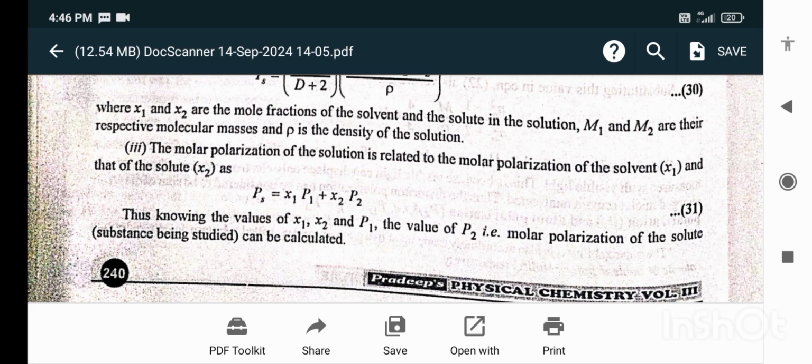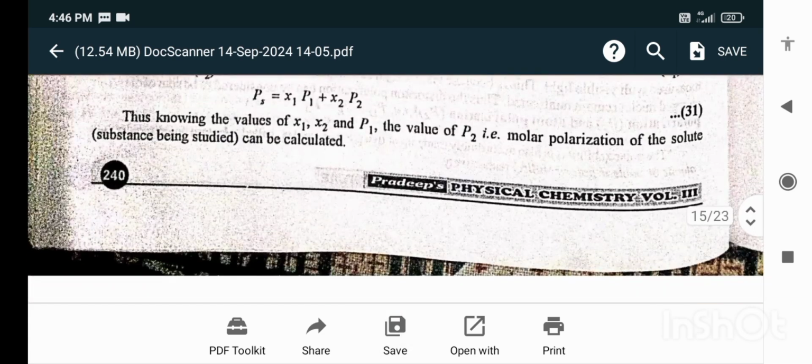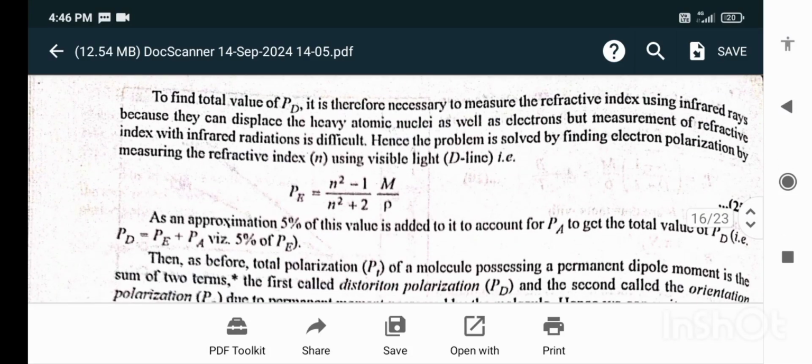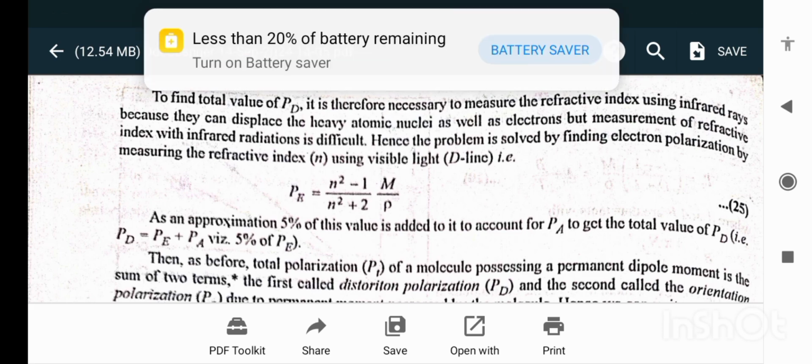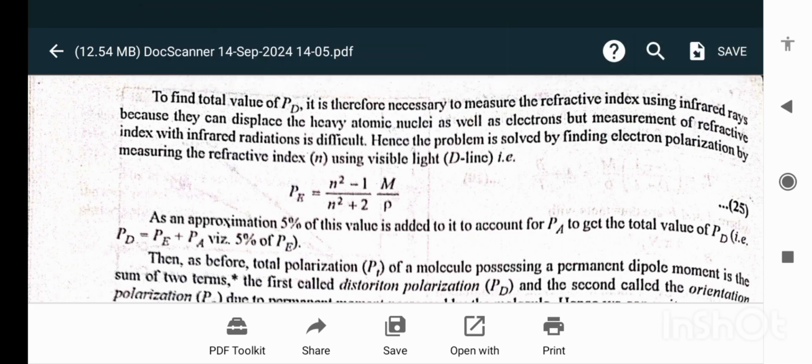The molar polarization of the solution is related to the molar polarization of the solvent and that of the solute. Thus, knowing the values of X1, X2 and P1, the value of P2, that is, the molar polarization of the solute substance being studied, can be calculated. To find the total value of P_D, it is necessary to measure the refractive index using infrared rays because they can displace the heavy atomic nuclei as well as electrons, but measurement of the refractive index with infrared radiation is difficult. Hence, the problem is solved by finding the electron polarization by measuring the refractive index using visible light.